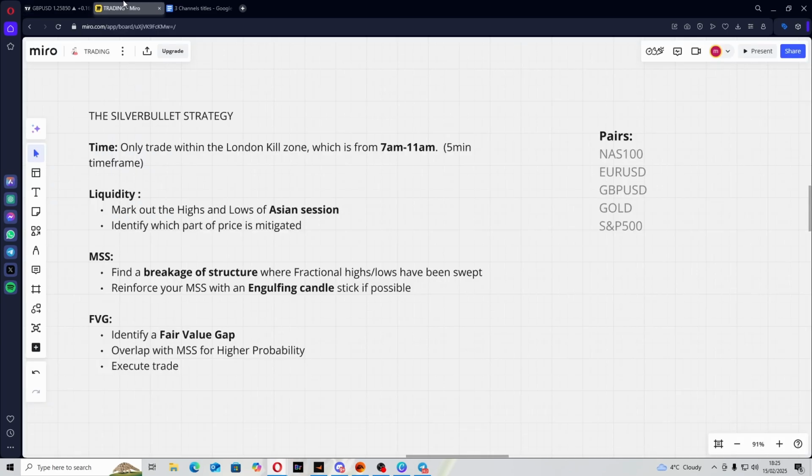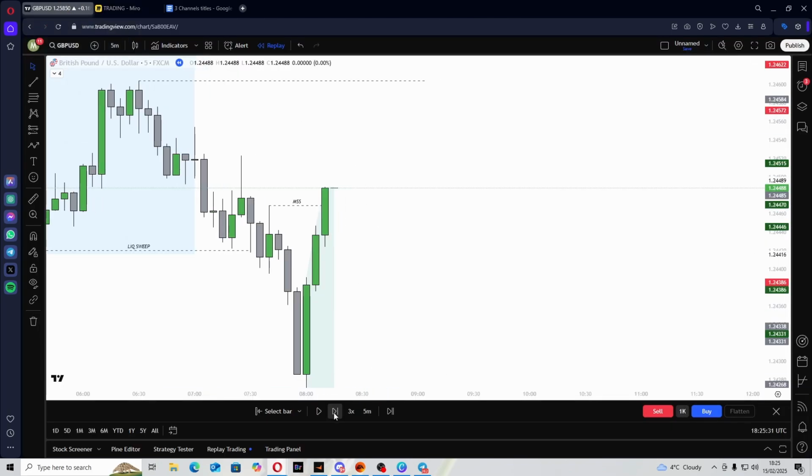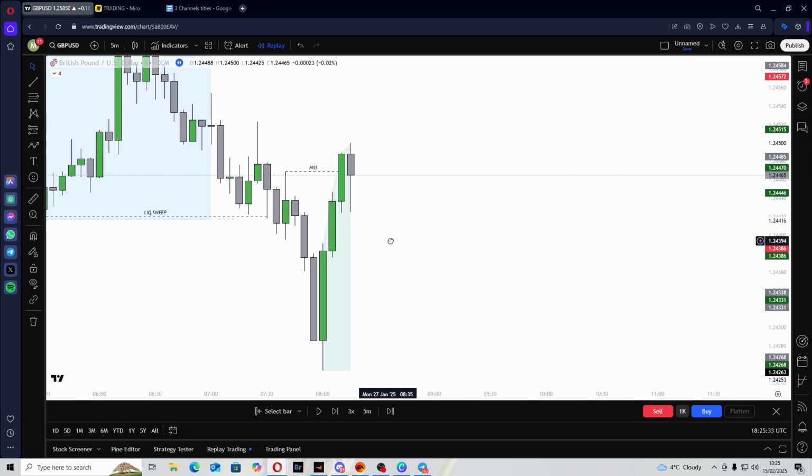Once we've got this market structure shift, what we need to do now is identify a fair value gap, and we can overlap this fair value gap with the market structure shift for a higher probability. This is so easy and so simple, right? Identify the fair value gap. So if I play price forward one more time, there we go. So this is so easy. Now we have the fair value gap.